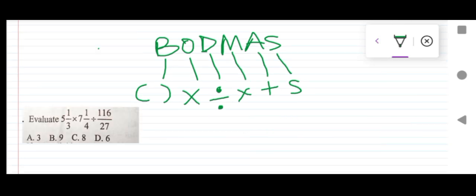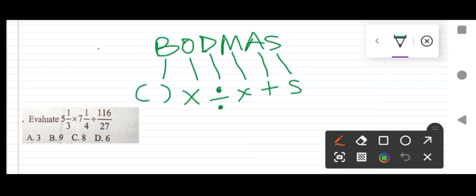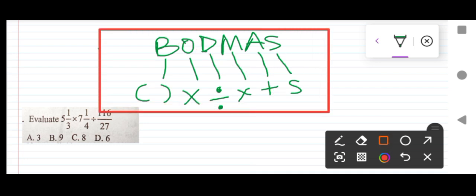Over 75% of students failed this same question you're about to learn. Now the question is: evaluate 5 whole number 1 over 3 times 7 whole number 1 over 4 divided by 116 over 27. As we already have mentioned, when you are dealing with something like this, you need to understand that BODMAS is very much applicable. As you can see right here, we have division, which is here, and we also have multiplication, which is right there.